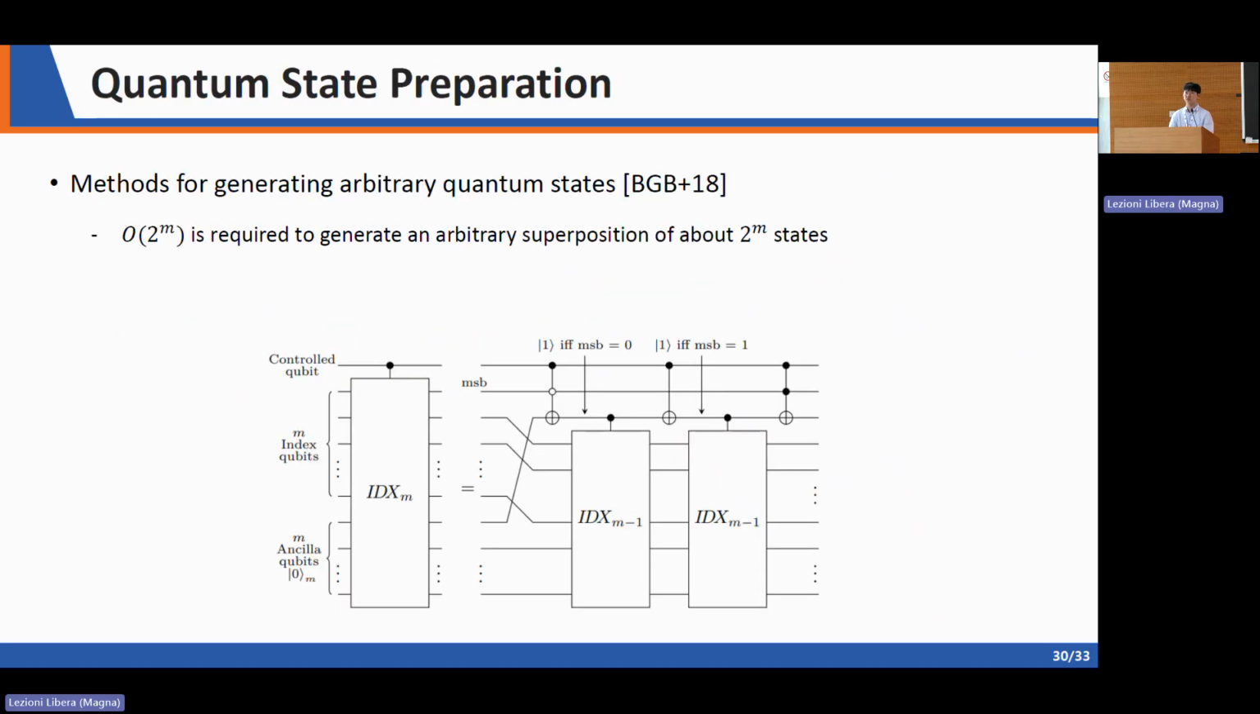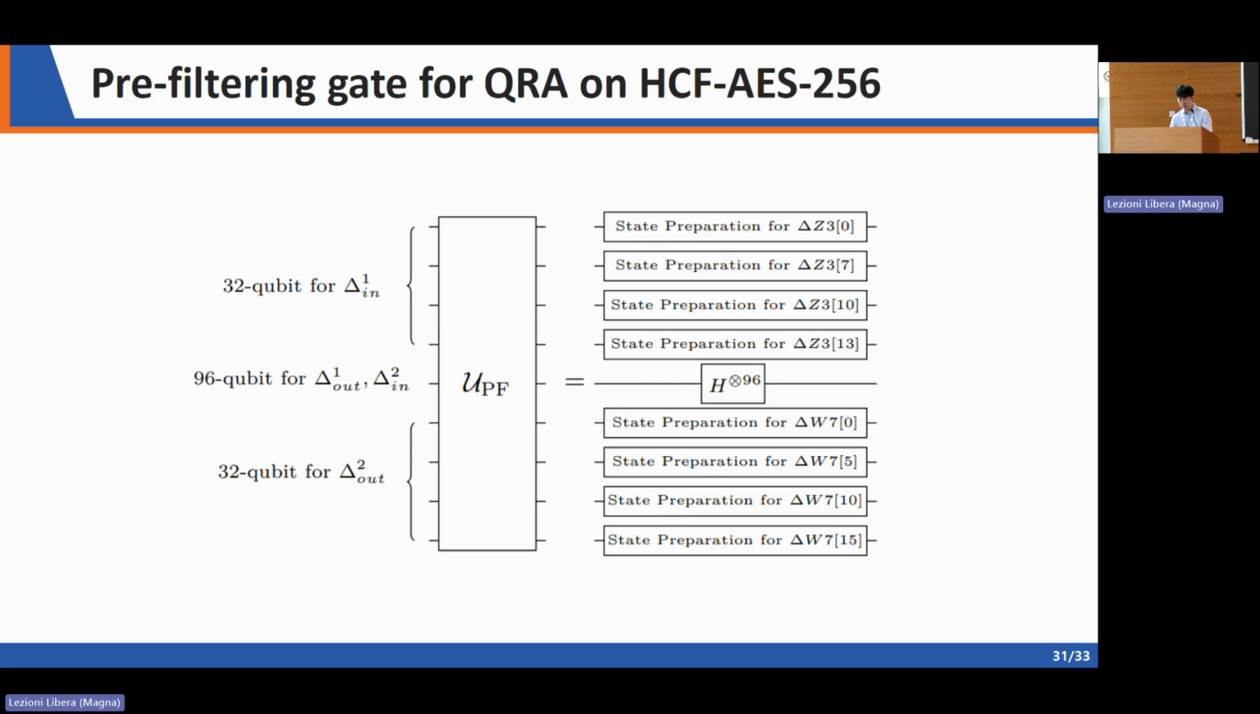To construct the pre-filtering gate, we use quantum state preparation, which refers to methods for generating arbitrary quantum states. For the blue bytes, as we saw earlier, we use state preparation to generate a superposition that excludes impossible values. And for other active bytes, we use the Hadamard gate to generate a superposition, completing the pre-filtering gate.